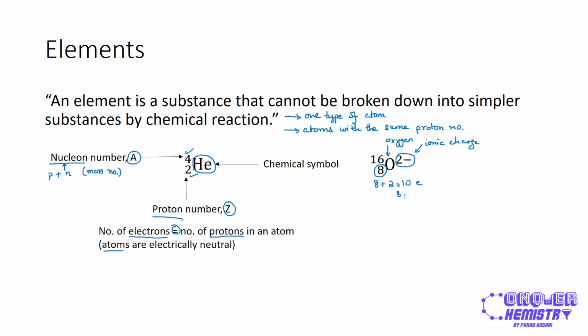We have 8 protons given by the proton number, and we have 16 minus 8, which gives us 8 neutrons. This is basically found by subtracting the proton number Z from the nucleon number A. So A is 16 over here, Z is 8, so 16 minus 8 gives us the number of neutrons.